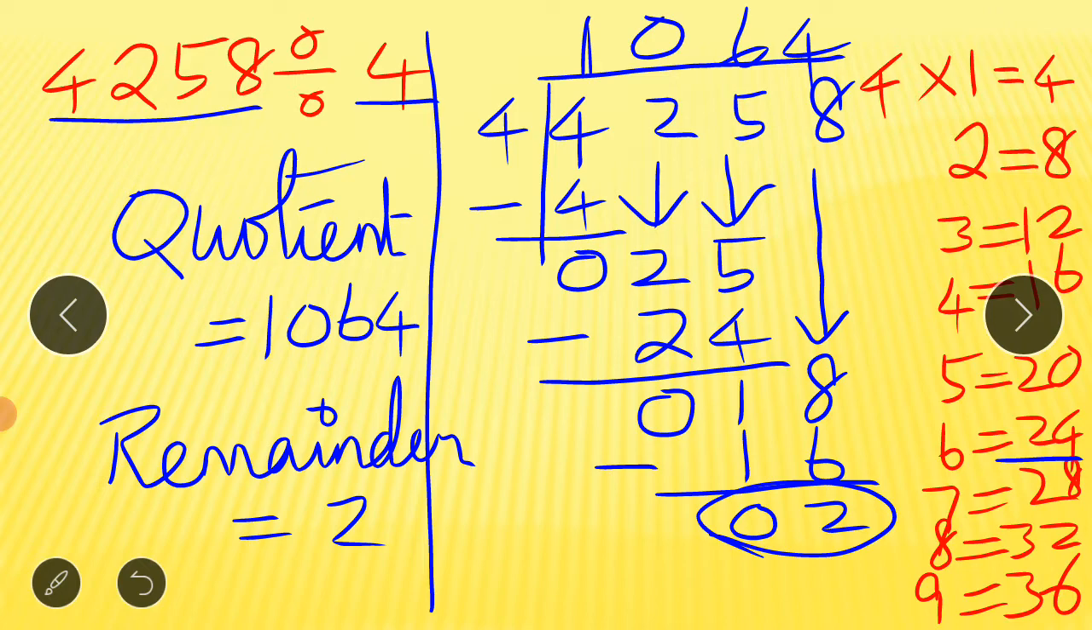So let's see one more example. Now we are taking 7,754 to be divided by 12, a 2-digit number.